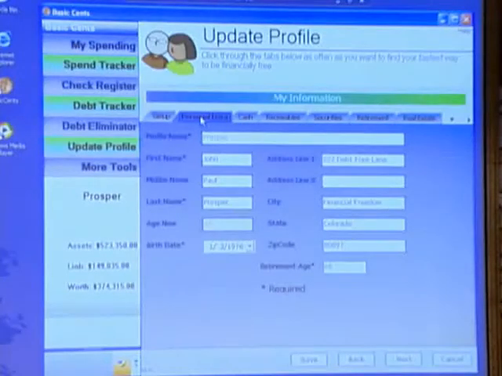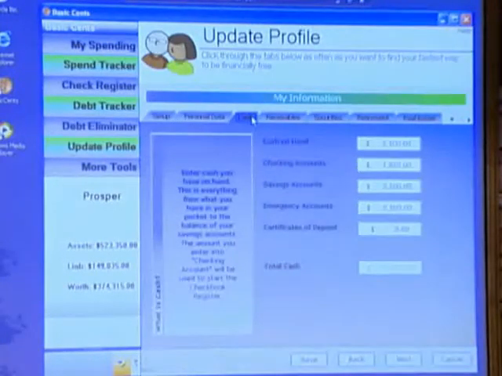So the first tab here says Personal Data. And this is where your name, your birth date, your address, 222 Debt-Free Lane, Financial Freedom, Colorado, 80897. You're going to retire. This says 65 years old. All that information needs to be put in there. You say, well, I don't know. Put something in there. Decide something and put it in there. You go to the next thing.